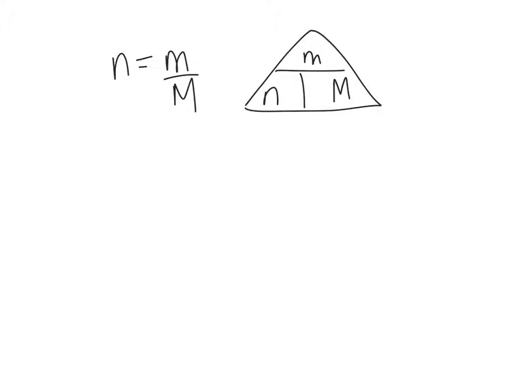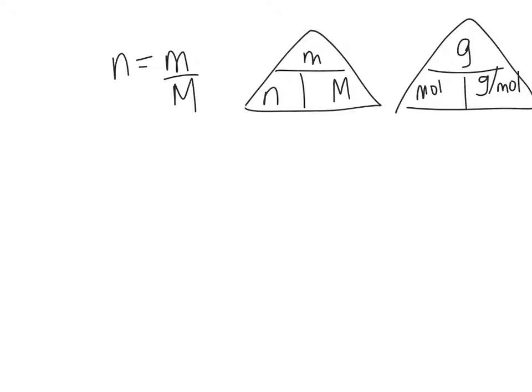N is equal to mass divided by molar mass. If you like the triangle, so that would be... oops, sorry, that's not mol. So we've got grams, mol, g over mol.